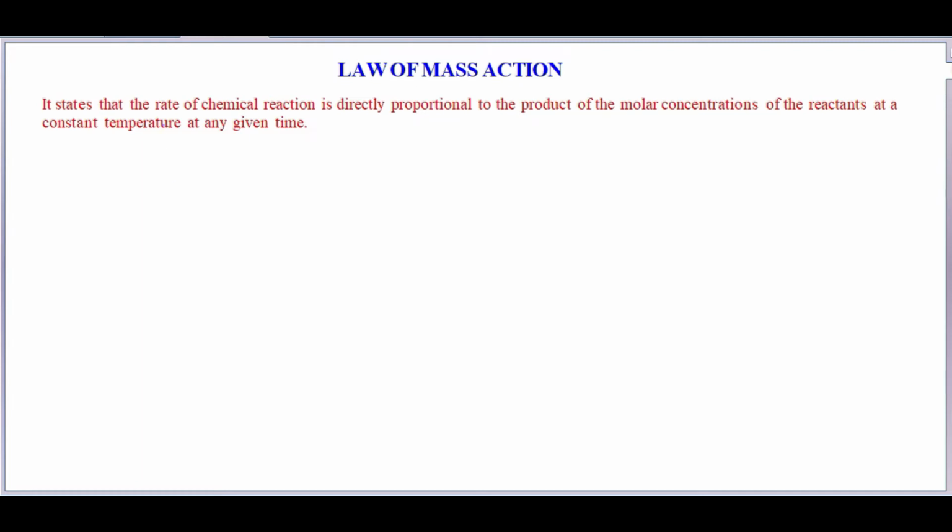Okay, let's read the statement first. It states that the rate of a chemical reaction is directly proportional to the product of the molar concentrations of the reactants at a constant temperature at any given time. So we'll try to understand this concept with the help of a reaction. I have A plus B, they are reacting with each other and forming product.